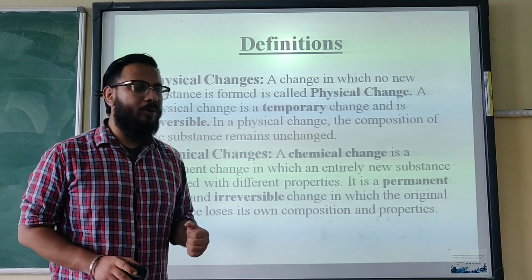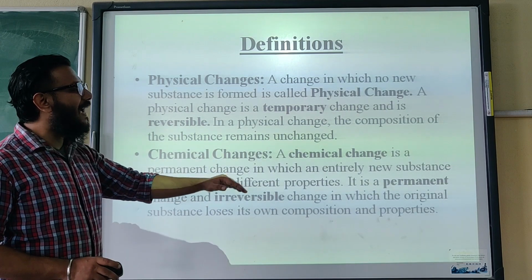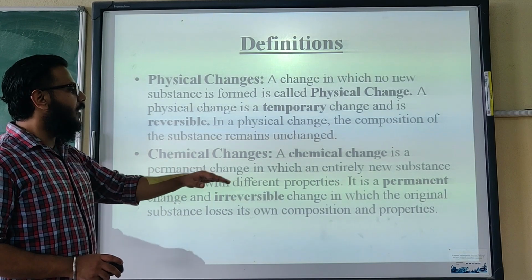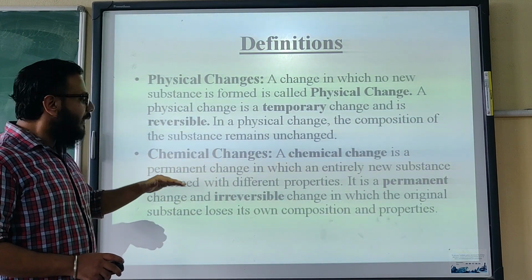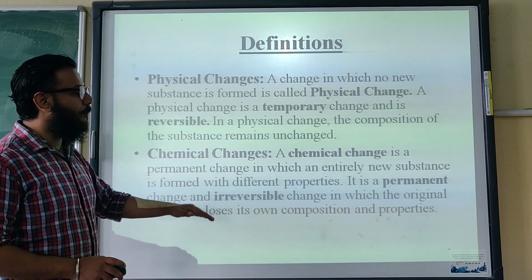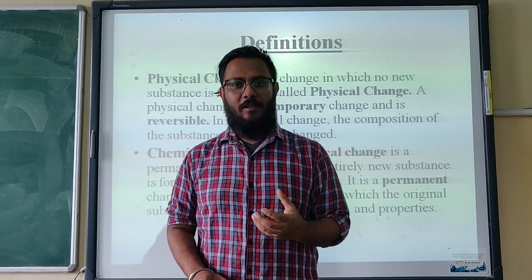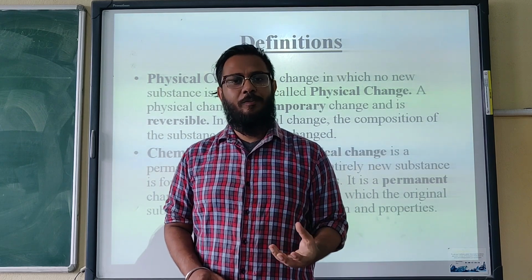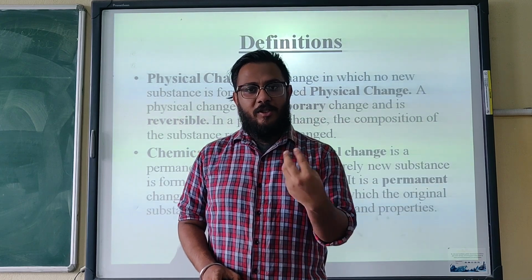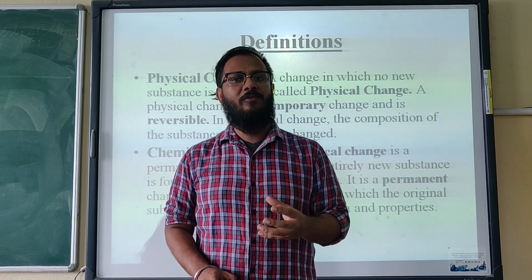So we move on to chemical changes. A chemical change is a permanent change in which an entirely new substance is formed with different properties. It is a permanent and irreversible change in which the original substance loses its own composition and properties. So in a chemical change, a substance goes through a transformation, and it is a permanent change. It cannot be reversed. It does not change back to what it was before, and the whole property of it changes.